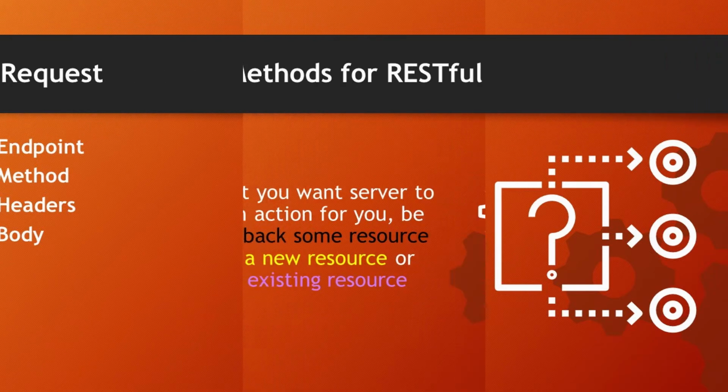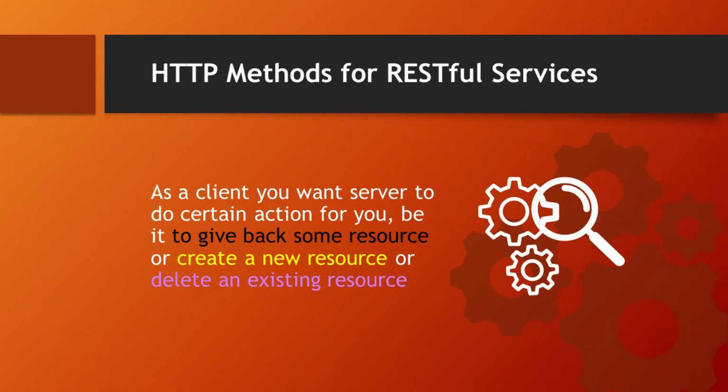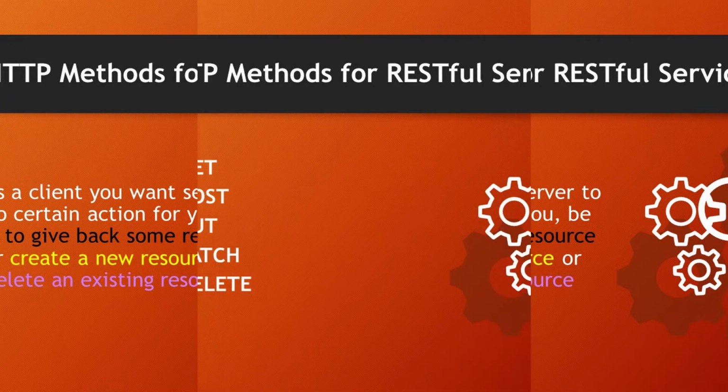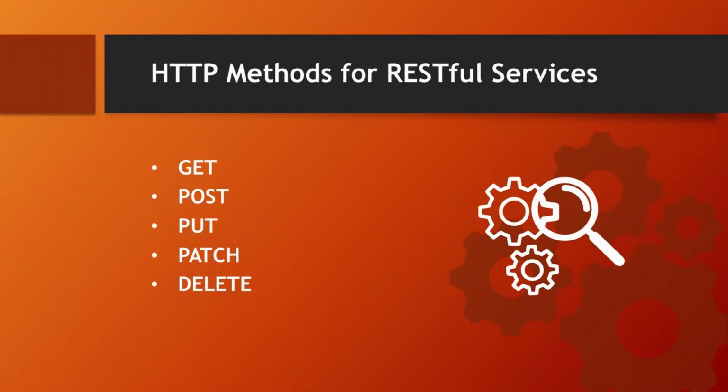First, the method. The method is nothing but the type of request you send to the server. It's the action that you want the server to do for you. It can be either asking the server to give back some resource or write a new resource, or it can be modifying an existing resource, or it can be even deleting a resource. So following are the basic 5 request methods. They are get, post, put, patch, and delete.